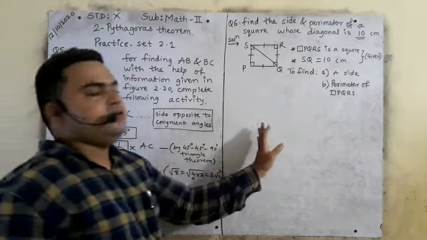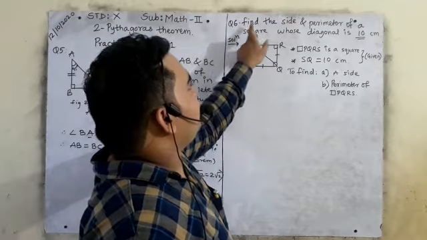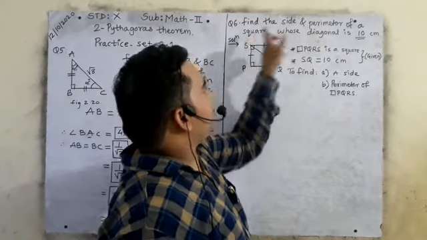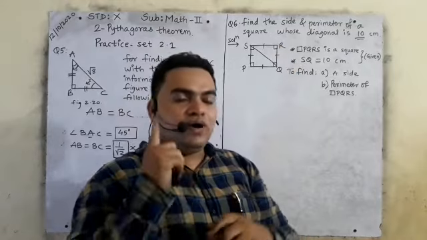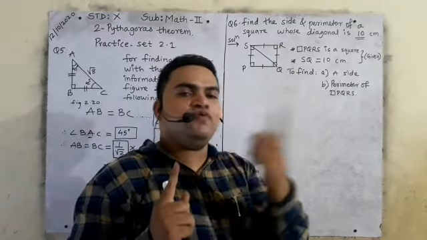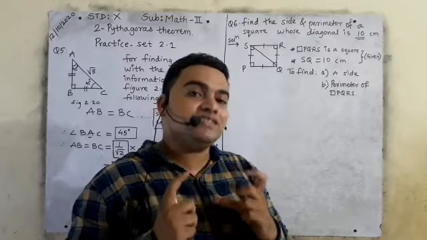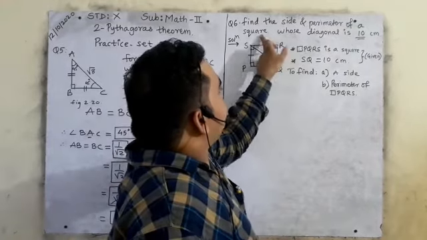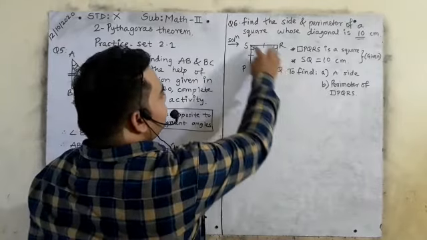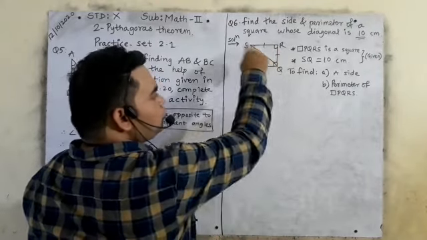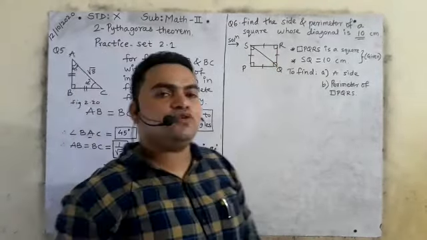Now look at here. Question number 6. Find the side and perimeter of a square. It means we have to make a square. We have to find the side. Once you find one side, all 4 sides will be congruent because it is a square. A square whose diagonal is 10 centimeter. Okay, you know the diagonal: the line which is joining the opposite angles is called a diagonal.